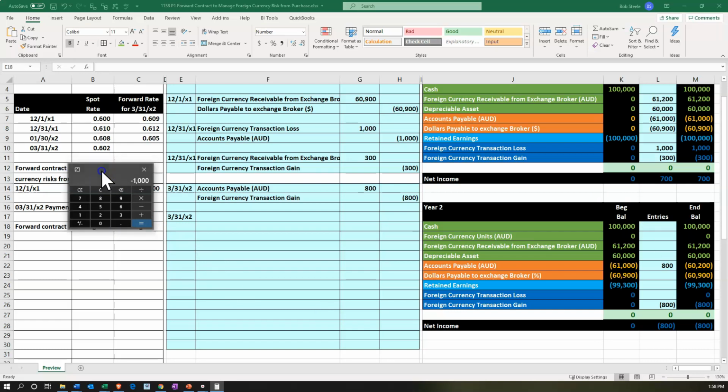And that to us is going to be a loss. Why? Because before we were using this 0.612, so 1 Australian dollar was 0.612 US dollars, and now 1 Australian dollar is 0.602, which means the Australian dollar went down or got weaker with regards to the US dollar. The US dollar got stronger. And in this case, we are going to be paid in Australian dollars. This is a receivable. So we're going to get paid in something that's worth less. That means that we had a loss here.